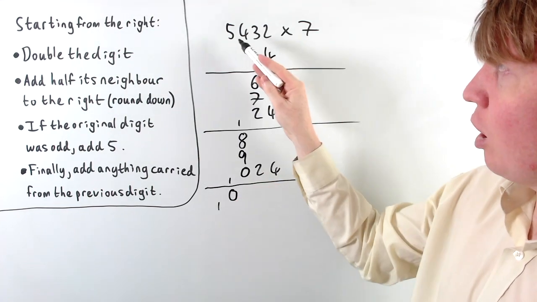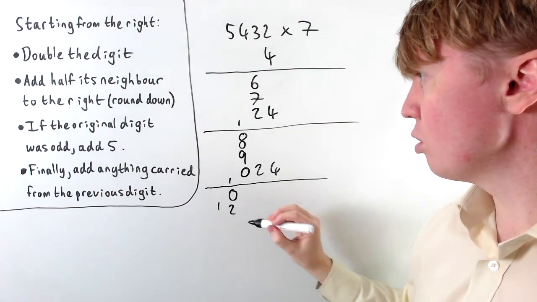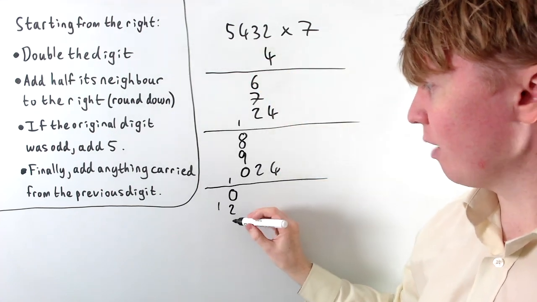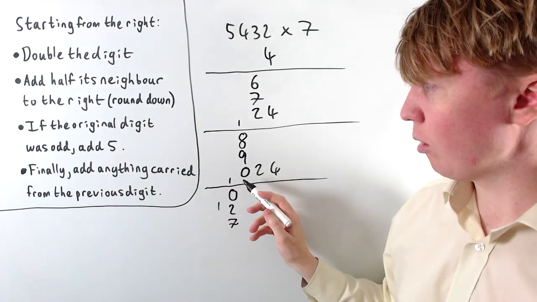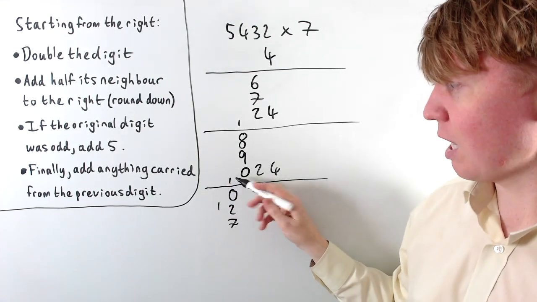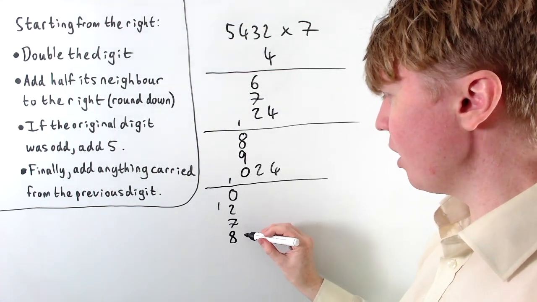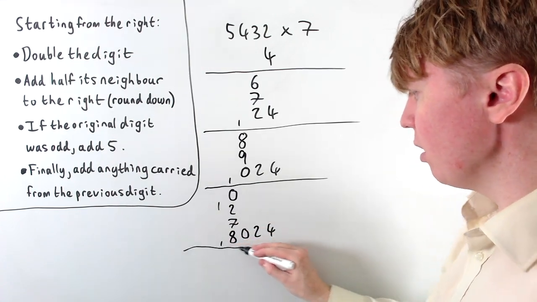And then we add half its neighbour to the right. So we add half of 4, we add 2. So we've got a 2 there, and the original digit is odd, so we do need to add 5 here, so we get 7. And then finally we add anything that was carried from the previous step. So here we've got this extra 1, so we add this to the 7, giving us an 8. So we've got 8, 0, 2, 4, plus this extra 1 at this final step.